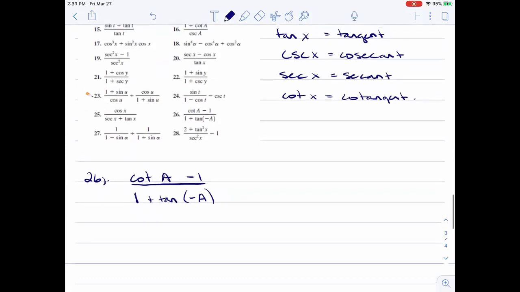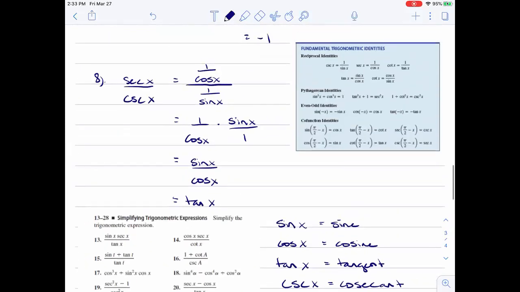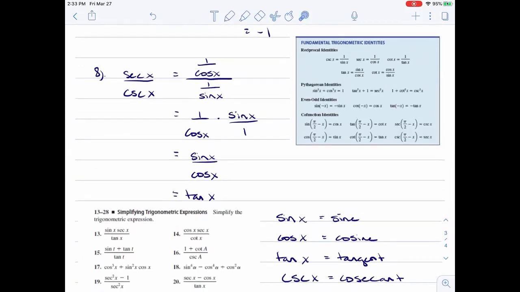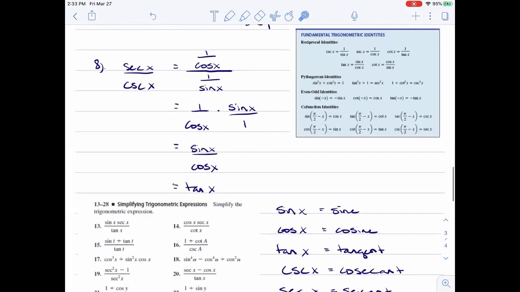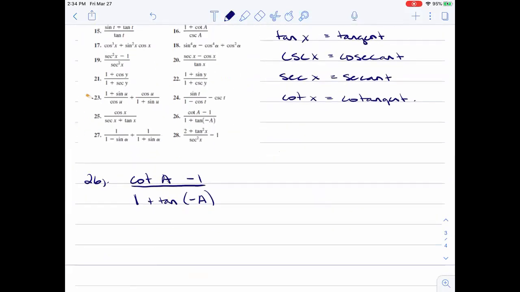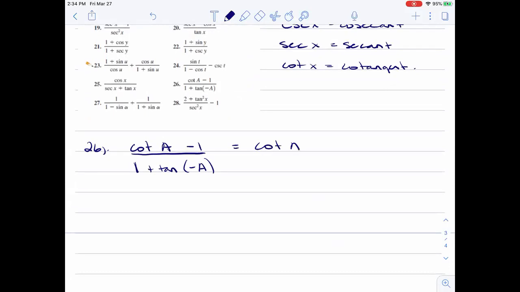So I've got the cotangent of A minus 1 over 1 plus the tan of negative A. The first thing I'm reacting to is the tan of the negative. I know that there are these even-odd identities, and that just comes from being familiar with all the things on here. Until you've worked through enough problems, you may not see that you can latch onto this tan of negative A and rewrite it as the negative tan of A. That's going to be my first plan of attack. So I'm going to leave the cotangent of A as it is on top, over 1 minus the tangent of A.